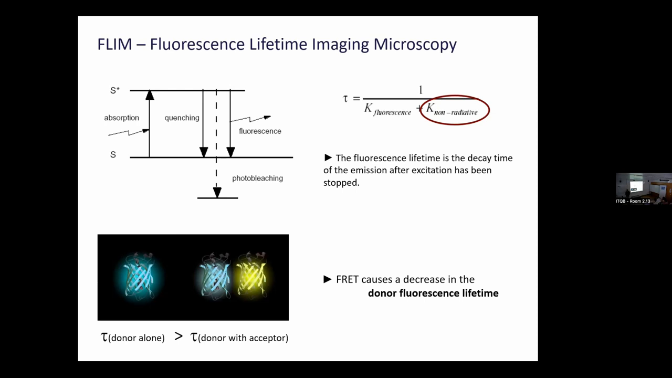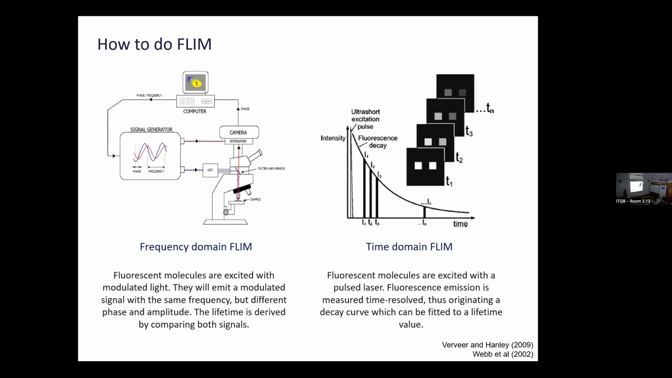So how do we measure the lifetime? Two ways. We can do it in the so-called time domain, where we use pulsed lasers and directly measure the time that the photons take to be emitted, extracted and calculated from an emission curve of many, many photons over time. Or we do it in the frequency domain, in which we use a modulated light source where the intensity is changing like this.